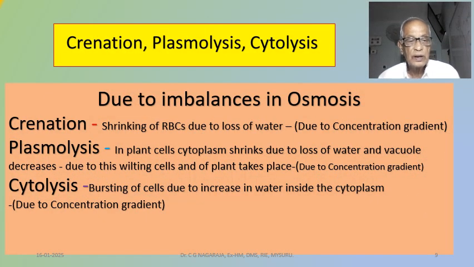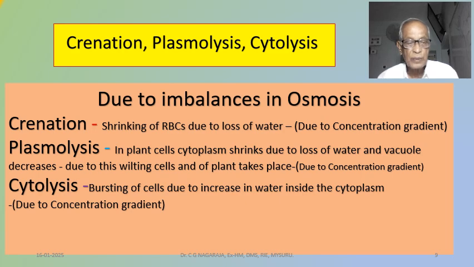There are three concepts explained here. This may not be given in your textbooks, but try to remember that. One is called crenation, plasmolysis, and cytolysis. These three phenomena may be happening in the living system. Mostly we find cytolysis and crenation in red blood cells. Red blood cells are very special because they do not contain a nucleus. Their life is very, very limited. Let's see what they are.